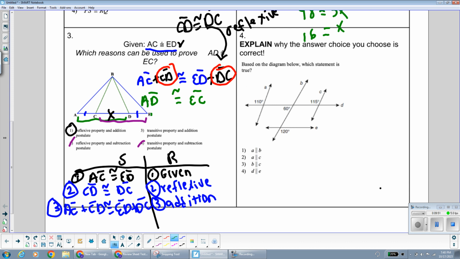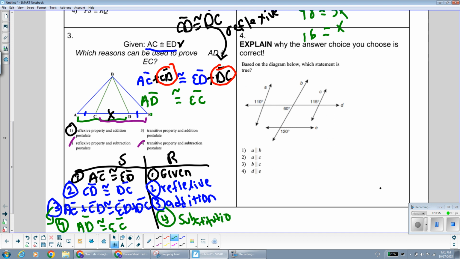And then finally, we always end a proof with what we're trying to prove, which is that AD is congruent to EC. And if you think about how we're getting from step 3 to step 4, we're saying this plus this is this. AC plus CD is AD. We're saying this plus this is this. ED plus DC is EC. So we're simply replacing the addition with what it actually is. We are substituting the addition for what it leaves us over with, and that is substitution.